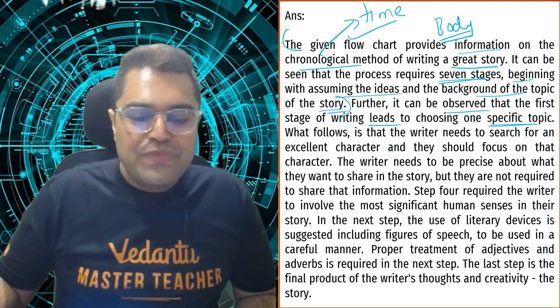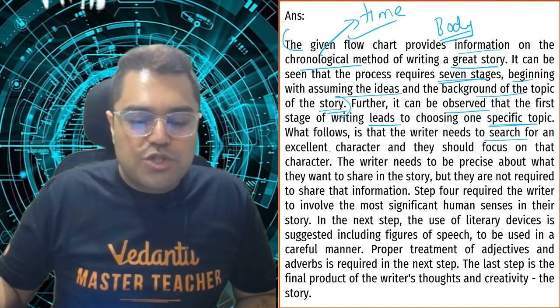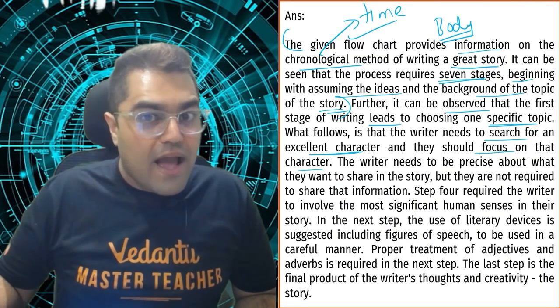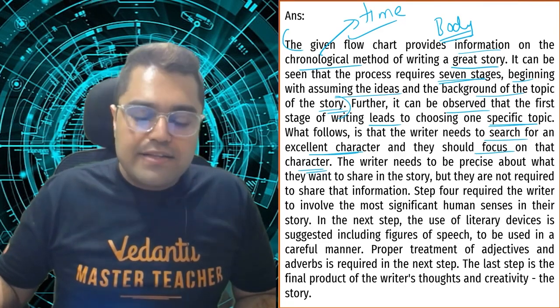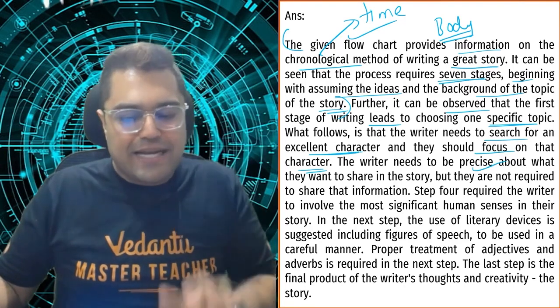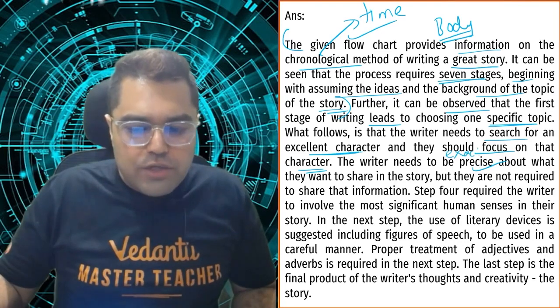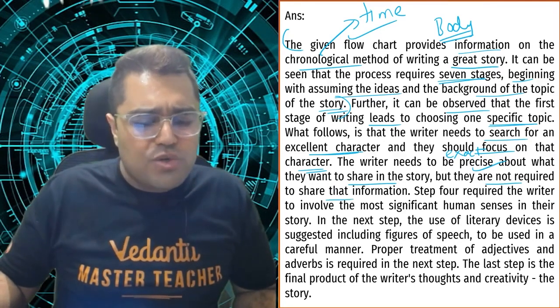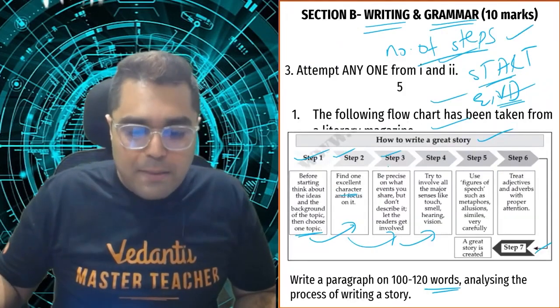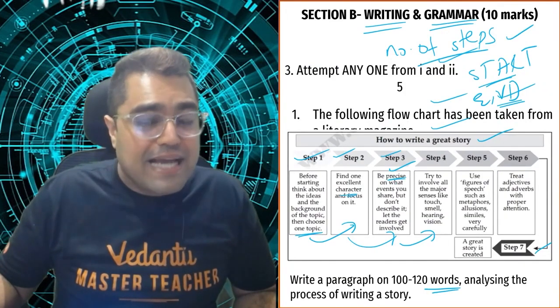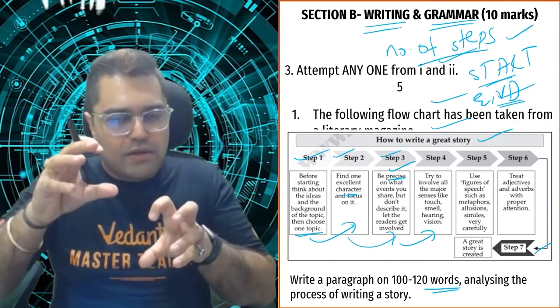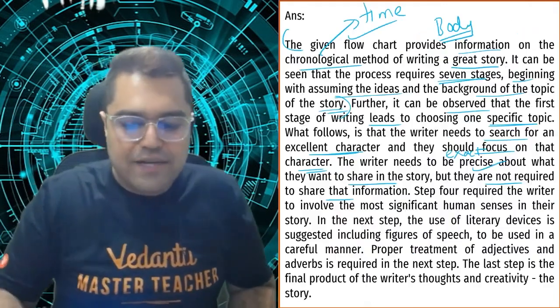See, okay? What follows is that the writer needs to search for an excellent character and they should focus on that character. Very important. The writer needs to be precise. That means exact. You need to exactly know what they want to share, but they are not required to share that information. Similarly, be precise or be exact. So after you've decided on the topic, that is the theme, then the character, then you gotta be exact.